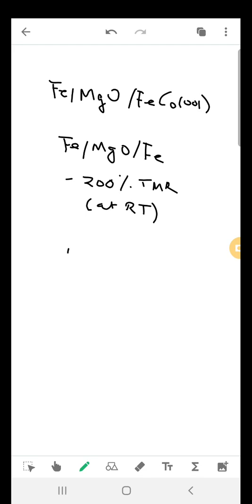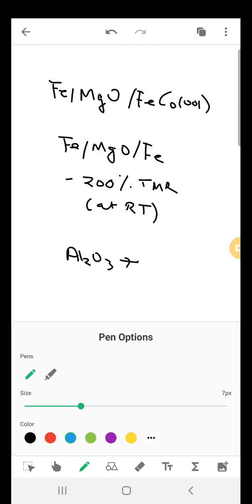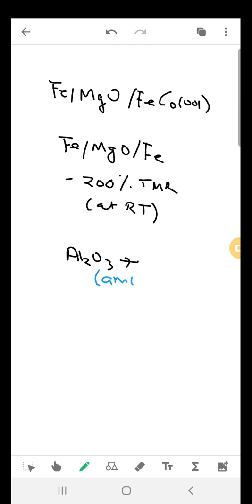Now, the reason that Al2O3 is not giving a better performance is mainly because Al2O3 is amorphous, and magnesium oxide, on the other hand, has much less amorphosity. Magnesium oxide has a crystal structure, so due to this amorphosity the scattering is much more predominant in Al2O3.